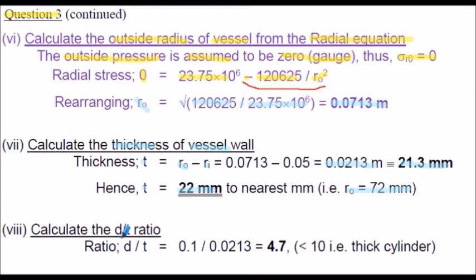So let's just check the D upon T ratio as we now know the thickness. So the internal diameter is 0.1 meters. Conservatively, I'm using the 0.0213 meters calculated thickness. That gives a D upon T ratio of 4.7, which is very much less than 10. So thick-walled cylinder theory applies here.